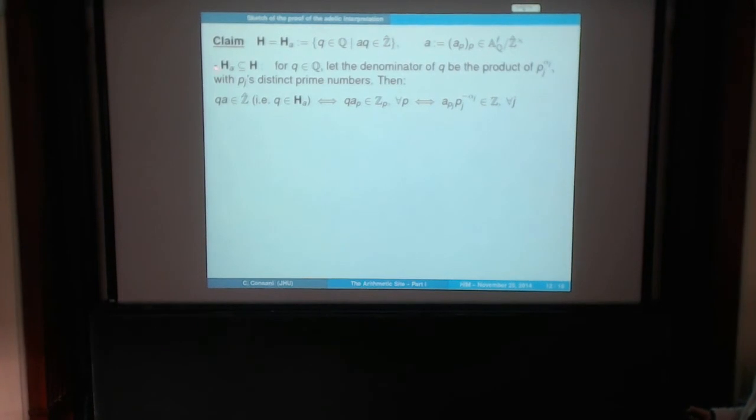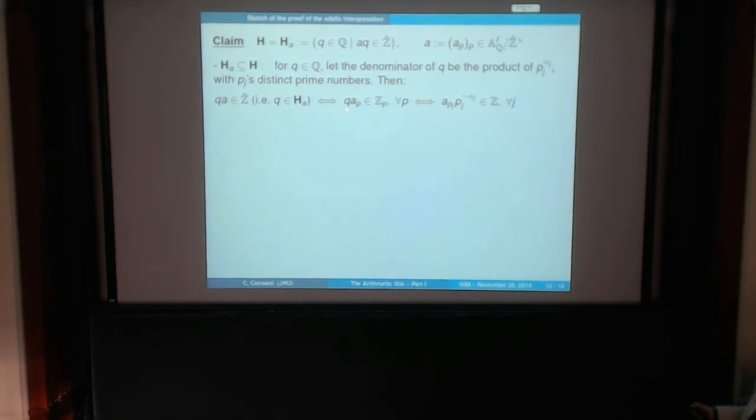So we look first at the inclusion of H_A in H. Suppose I pick an element in H_A. So it's a rational number which satisfies this property. So for q in Q, this rational number will have a denominator, and the denominator is written as a product of p_j to the alpha_j, with p_j distinct prime numbers. So that is the first reduction.